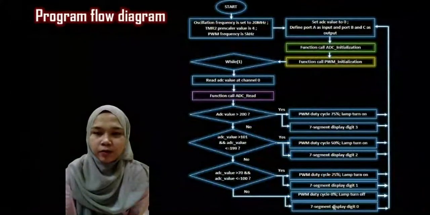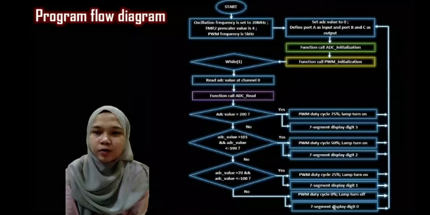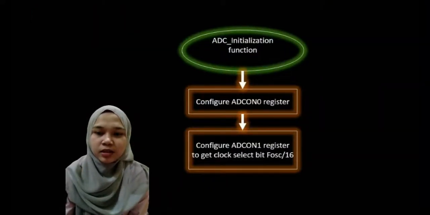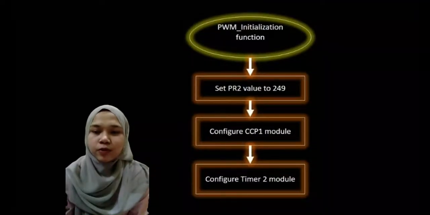For the program flow diagram of this project, the program starts with an oscillation frequency of 20 MHz, the PR2 prescaler value is 4, PWM frequency is 5 kHz, ADC value is set as 0, and port A is defined as the input port, port B and C are defined as the output ports. Then call the function ADC initialization. In this function, ADCON0 register and ADCON1 register are configured to get the clock select bit, frequency oscillation divided by 16. Then call the function PWM initialization. In this function, we set the PR2 value to 249 and configure the CCP1 module with the Timer 2 module.